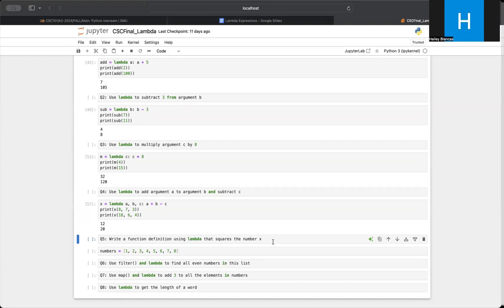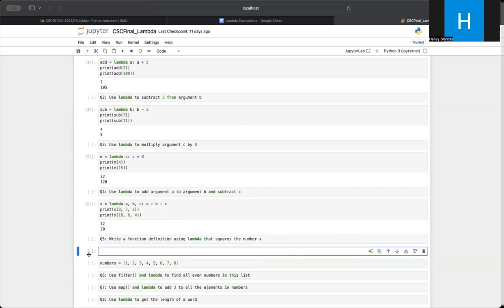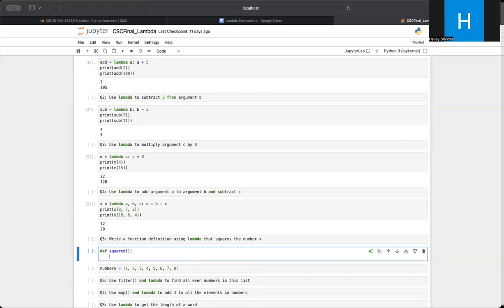This time we're going to use a function definition. Question 5 says, write a function definition using Lambda that squares the number x. To write a function definition, we write def, and we're going to call our function squared because we're squaring a number. We want this function to return x squared, so we're going to write Lambda x, which is our argument, and then our expression is x double asterisk 2, which is the same as writing x squared.